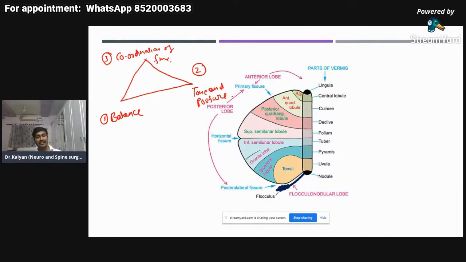Of these three things in evolution, can you guess which is the most important one? Even the most primitive organism on this earth will have one function, that is balance. So when you see evolution, phylogeny, the first function is balance. The second function to develop is tone and posture. And the third, which evolves latest in evolution, is coordination of the fine movements.